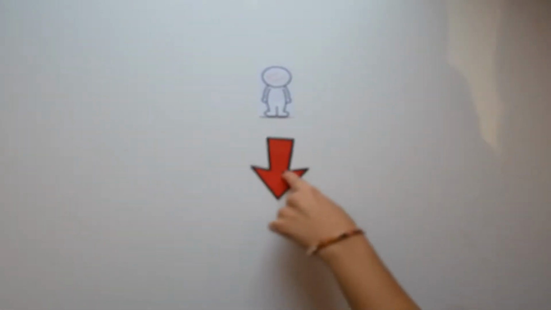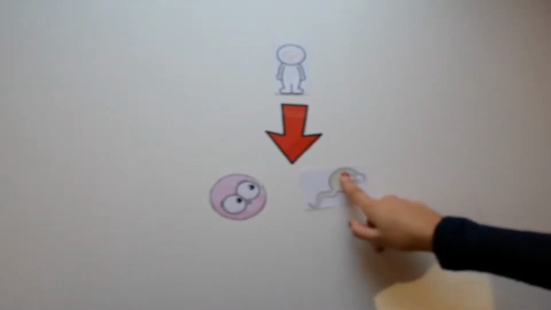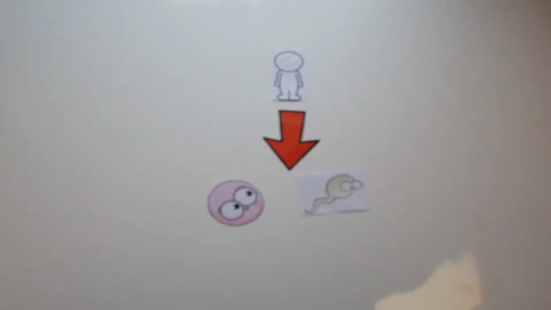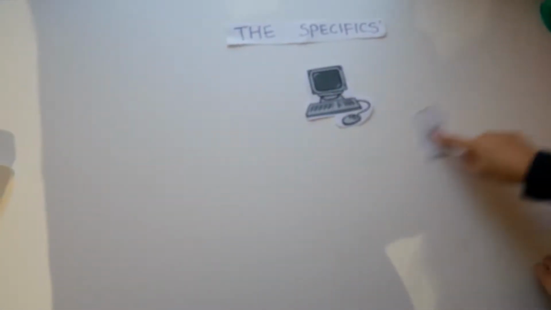Artificial gametes provide a stepping stone towards a treatment for infertility, as it is when you use skin cells to make egg and sperm cells. Now we are going to talk about the specifics of how they are made.